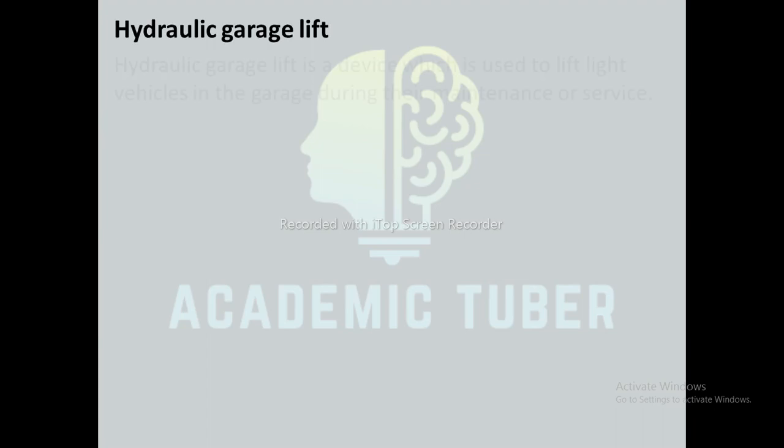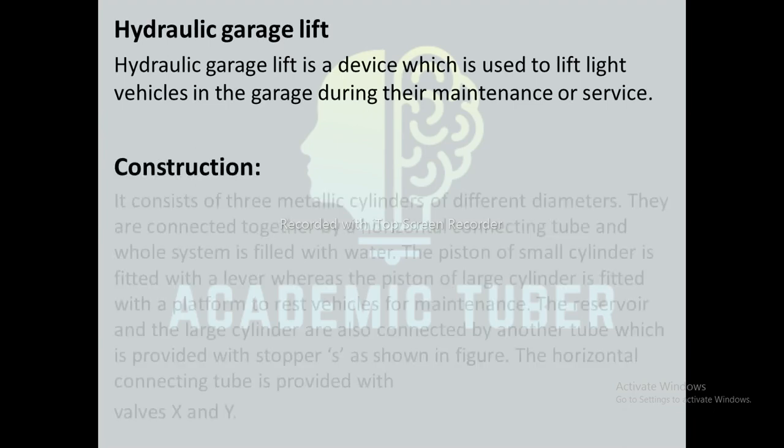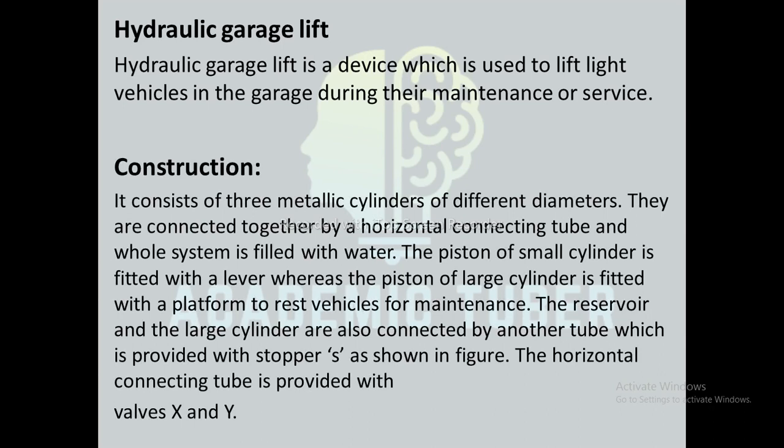Hydraulic garage lift. Hydraulic garage lift is a device which is used to lift light vehicles in a garage during their maintenance or service. Construction. It consists of three metallic cylinders of different diameters. They are connected together by a horizontal connecting tube and the whole system is filled with water. The piston of a small cylinder is fitted with a lever, whereas the piston of the large cylinder is fitted with a platform to rest vehicles for maintenance.